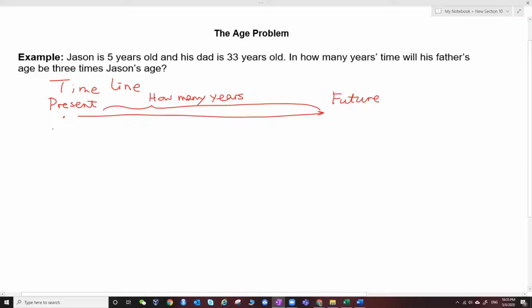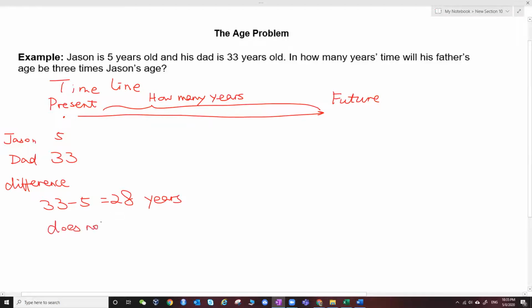But we already know that in the present, Jason is 5 and his dad is 33. From these 2 numbers, we can figure out the age difference between Jason and his dad is 33 minus 5 equals 28 years. And that does not change over time.